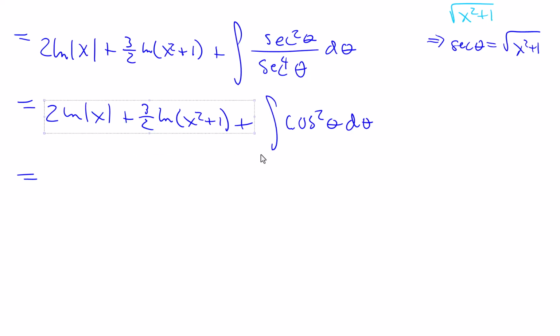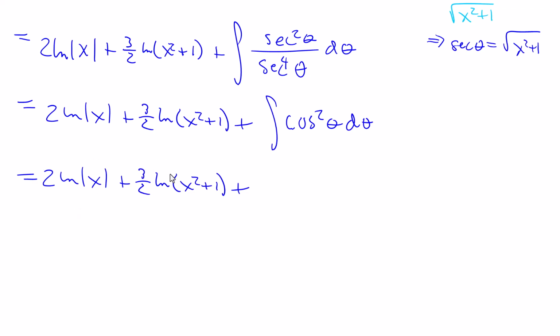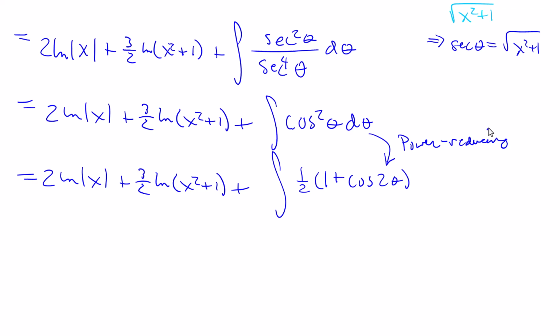I'll be a little bit lazy on this and copy these first terms down. We have 2 times the natural log of x plus 3 halves times the natural log of x squared plus 1 plus, here we go now, we're diving in with this cosine. We're going to now make it, thanks to our power reducing formula, which I will recall here, the integral of 1/2 times 1 plus cosine of 2 theta. So, a little reminder here, this is the power reducing formula. Recall that, that's exactly what that is. And then, of course, d theta.